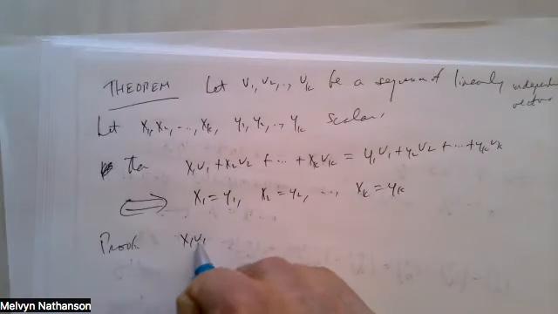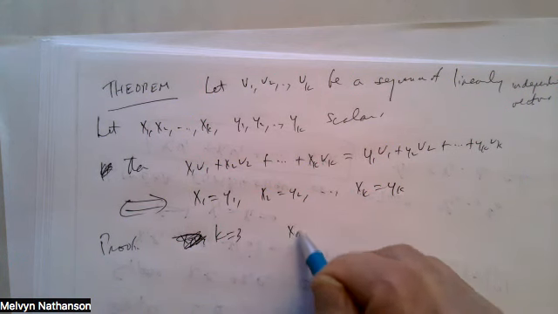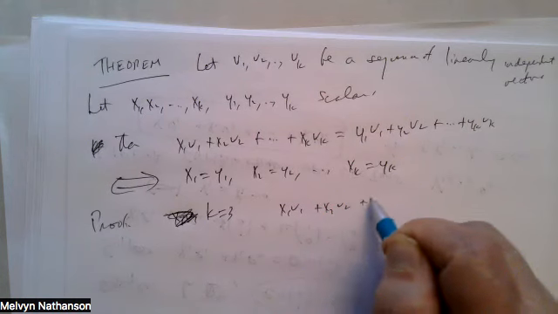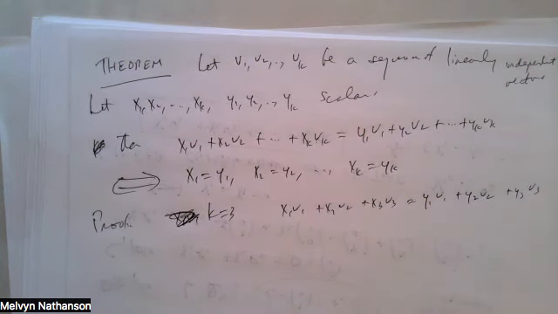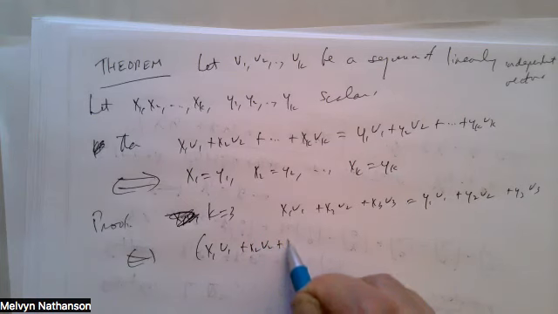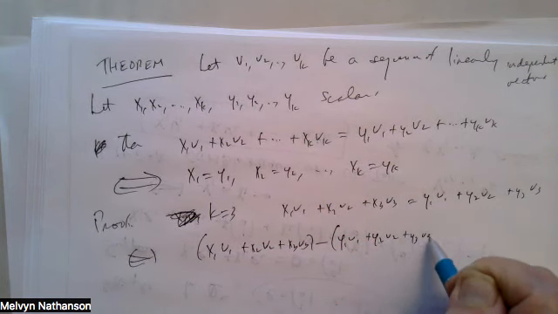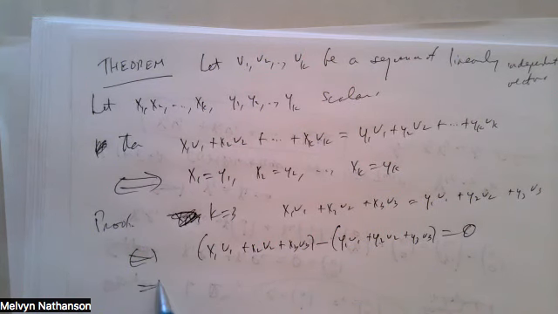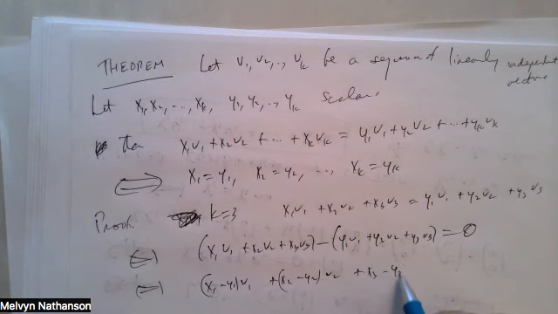Suppose we have, just to make it very explicit, let me do this in the case k equals 3. So suppose x1 v1 plus x2 v2 plus x3 v3 is y1 v1 plus y2 v2 plus y3 v3. That's the same as saying the difference of these vectors, if I subtract them, is the zero vector. But I can rearrange this. This is (x1 minus y1) v1 plus (x2 minus y2) v2 plus (x3 minus y3) v3. That's equal to the zero vector.